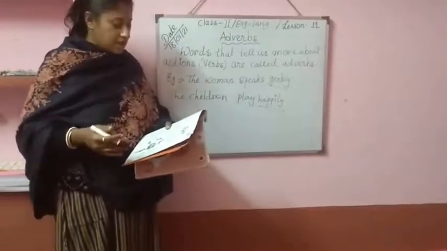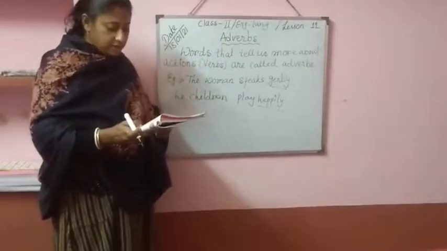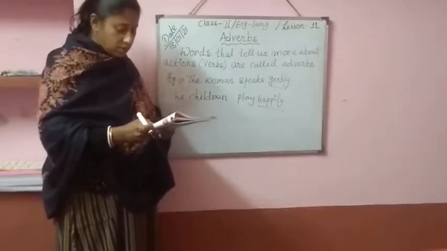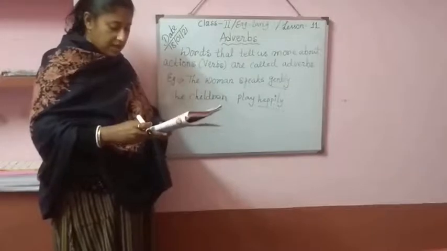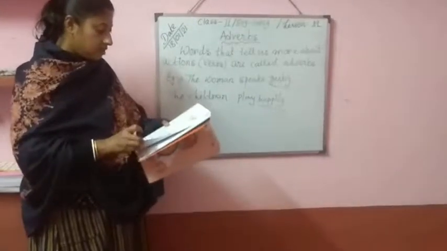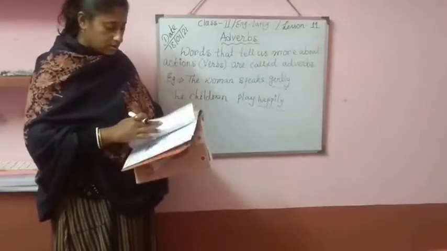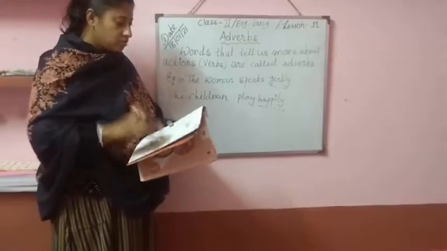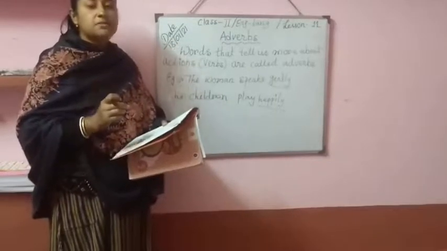How does the woman speak? How do the children play? How did the lion roar? How did the giraffe eat green leaves? How did one monkey eat bananas? How did the koala climb the tree? How did the other monkey sit on a stone? These words tell us more about the action. So this one adverbs. Words that tell us more about actions, these verbs are called adverbs.